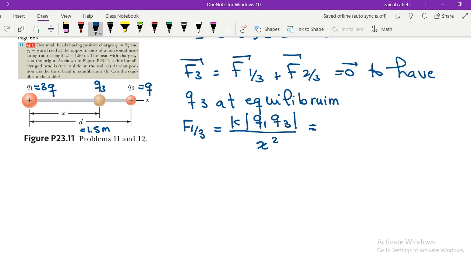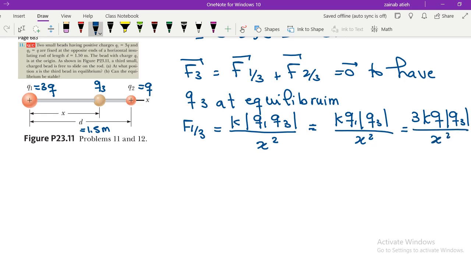I can take it outside the absolute value, so I will get K Q1 absolute Q3 like this over x squared. I will substitute Q1 for its value. I will get 3KQ absolute Q3 over x squared. Why didn't I remove Q3 from the absolute value? Because simply I don't know if it's positive or negative. I will keep it like this.